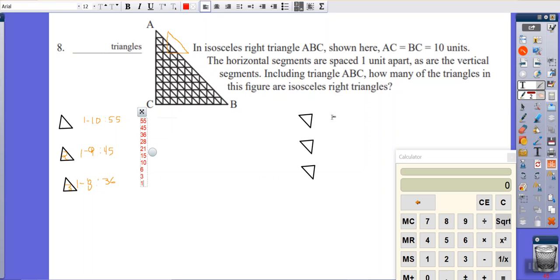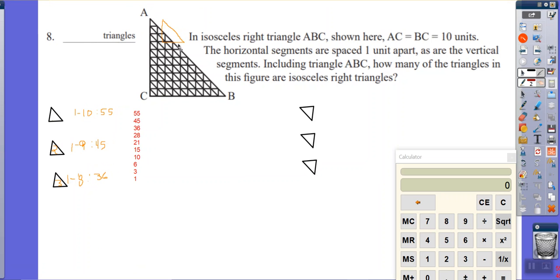Now let's look at the triangles that are facing up and to the right. And hopefully we can find another pattern that helps us. All right, so in this case, same basic idea. I'm going to start with this one right here.